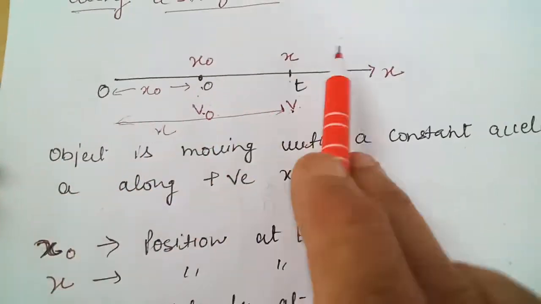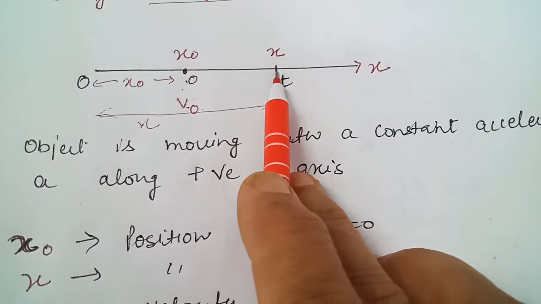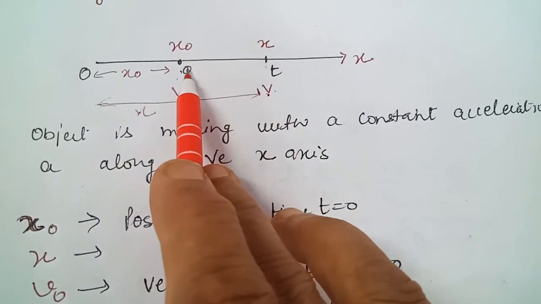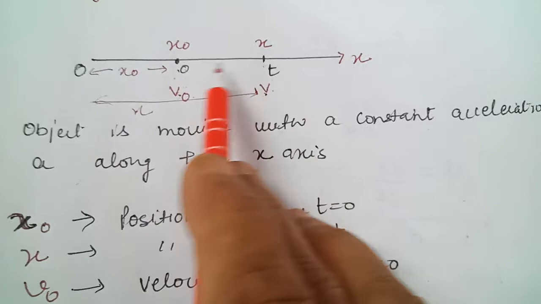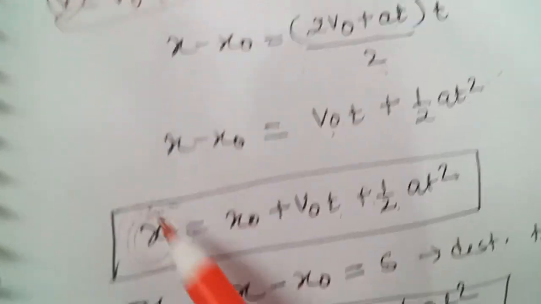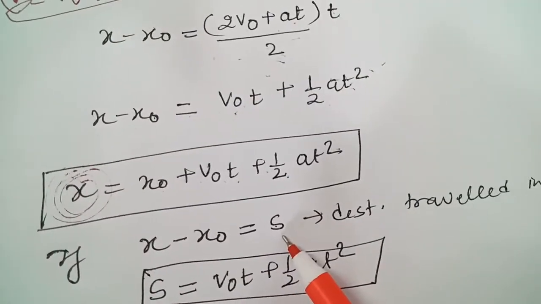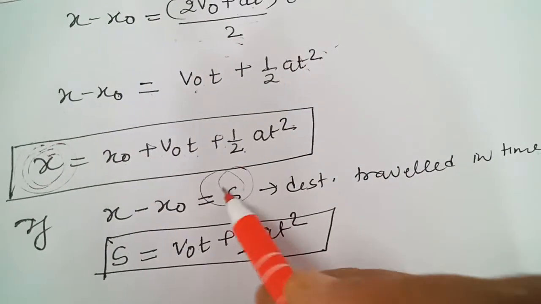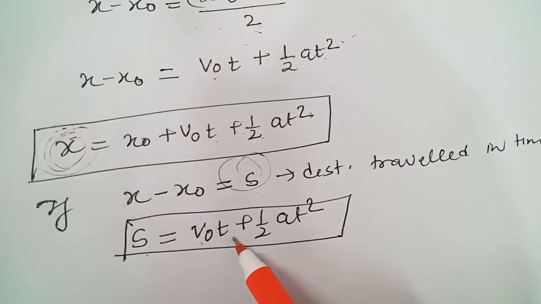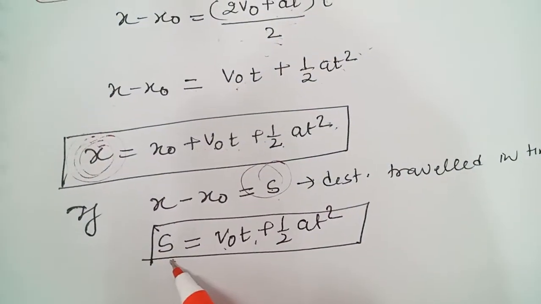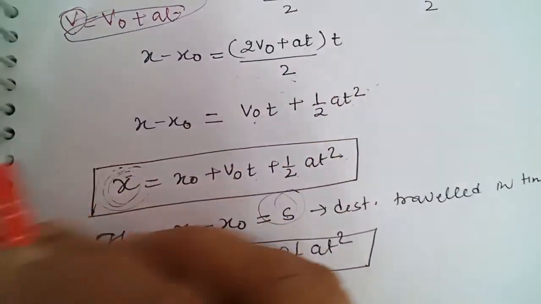This is the distance travelled from the origin to the position where the time is t and the position is x. So this is the total distance travelled. But if you are going to find out the displacement between the time t to 0, then how will you take it? Now this expression x minus x naught can be written as displacement s. So this is the distance travelled in time t, and we can say this is also the displacement. So this displacement can be written as v naught t plus half at square, because x minus x naught is written as s, so s will be equal to v naught t plus half at square.